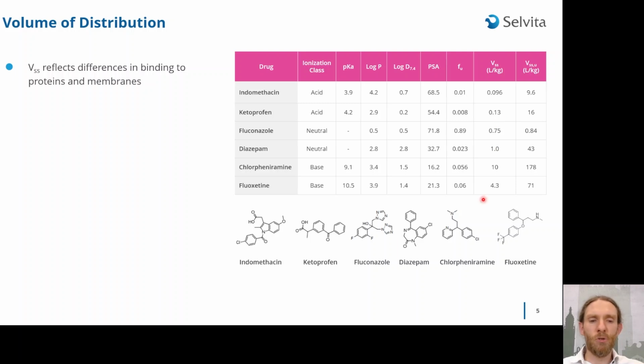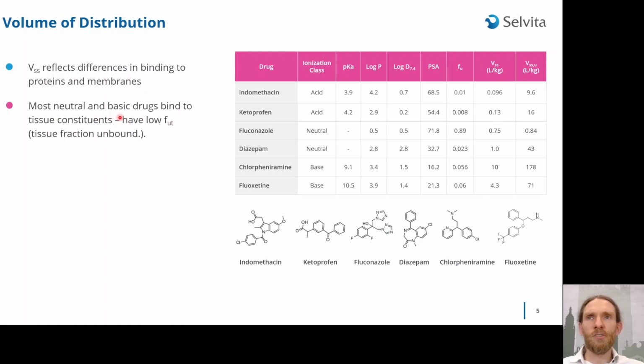Most neutral and basic drugs bind to tissue constituents, so they have low fraction unbound in tissue. This is different from fraction bound in plasma. It is more difficult to measure because it's hard to take a sample of, let's say, muscle or liver and homogenize it and measure the concentration, compared to just taking a portion of the blood.